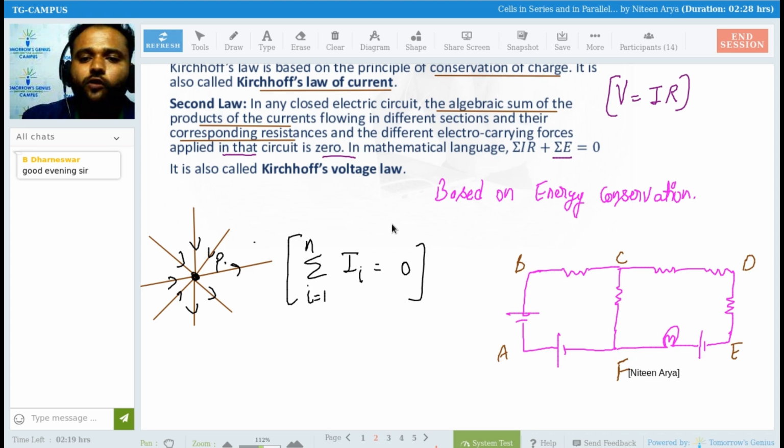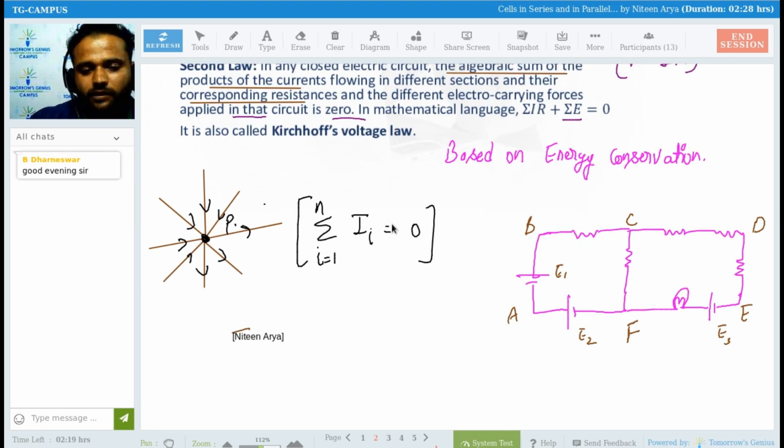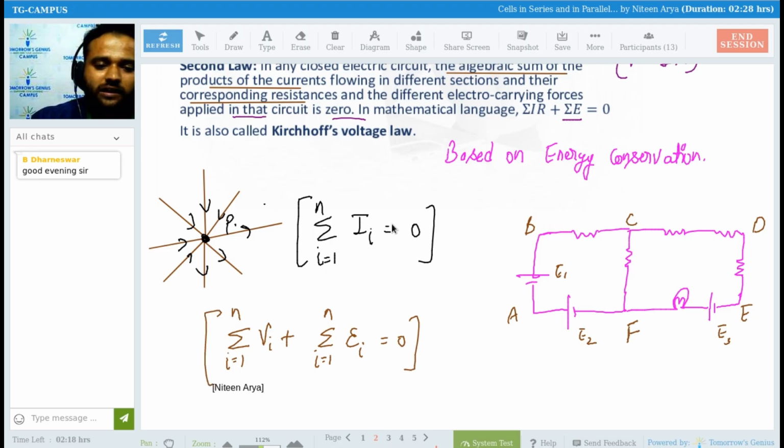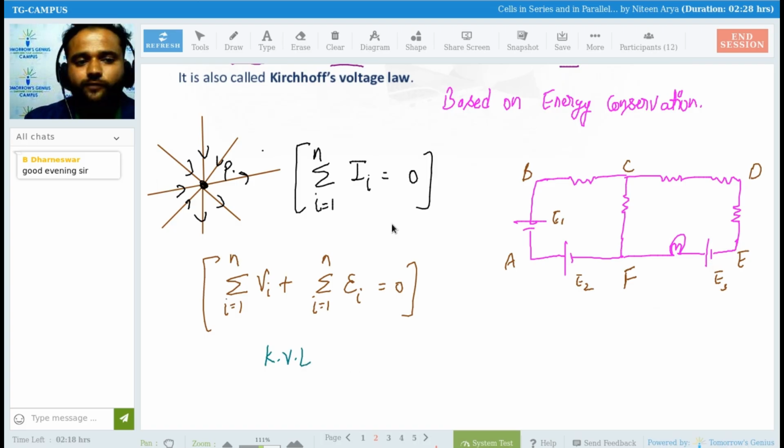So here, the sum of all voltages, suppose we have EMFs E1, E2, E3, and voltages V1, V2, V3. In this way, the summation of all voltages Vi, i equals 1 to N, plus the summation of i equals 1 to N of the EMFs is going to be 0. Clear? So this is your second law, Kirchhoff's voltage law, or Kirchhoff's second law, KVL. This is also important.